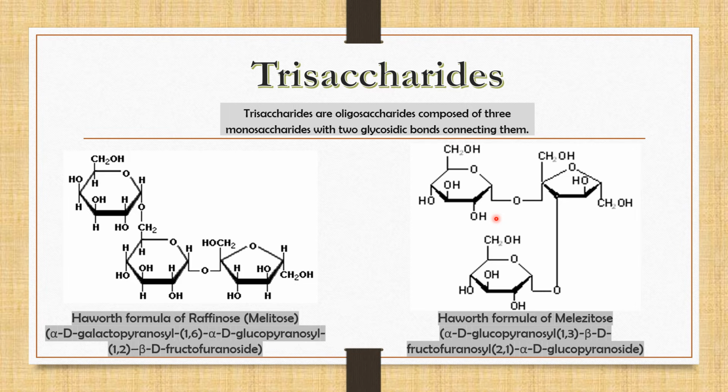The two examples shown here are non-reducing as they have no free anomeric carbon. So we have the raffinose and the melezitose, and all the anomeric carbons are used up. So they are non-reducing.